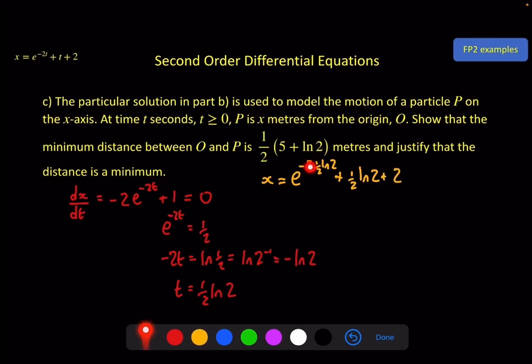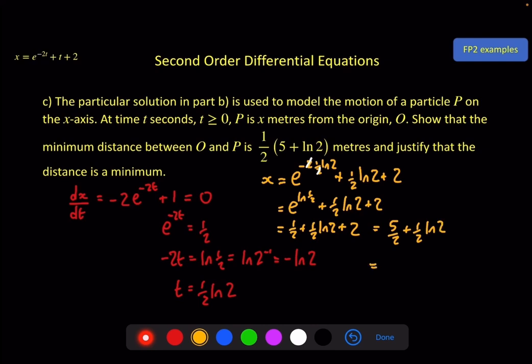Now this first term, the 2 and the half cancel out, and in order to simplify that with the e, I'm just going to use this backwards and see that minus log 2 is the same as log of a half. So e to the log half, plus half log 2, plus 2, and now you can see that the exponential and the logarithm cancel out to give you a half plus a half log 2 plus 2, which is 5 over 2 plus a half log 2, factorize out the half, and we get the answer as required in the question. This is x, which is a distance, so the units are meters.